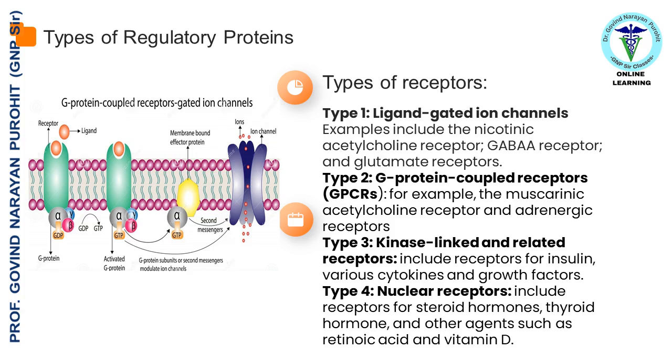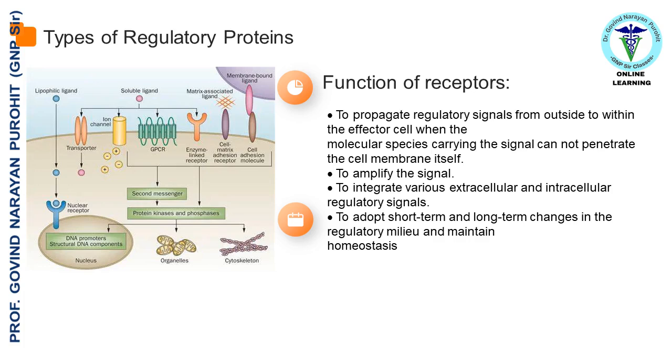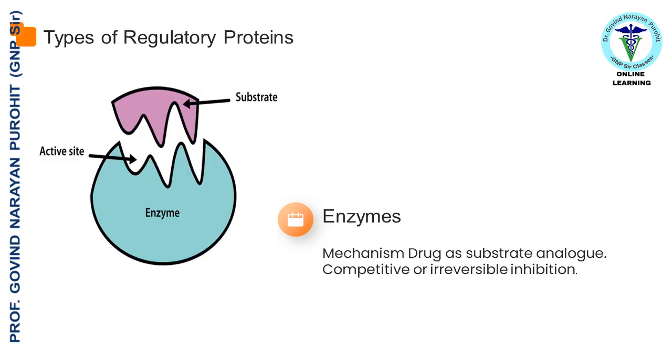The types of receptors include 1. Ligand-gated ion channels. 2. G-protein coupled receptors. 3. Kinase-linked and related receptors. And 4. Nuclear receptors. The receptors function to propagate, regulate or amplify the signals or adapt to changes to maintain homeostasis. Many drugs are targeted on enzymes.